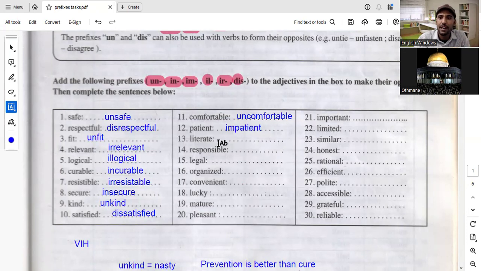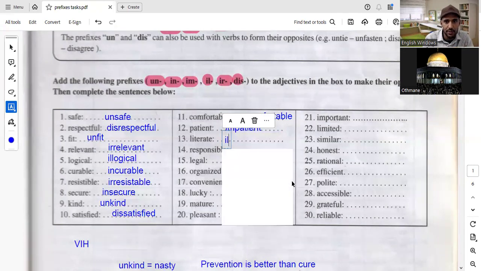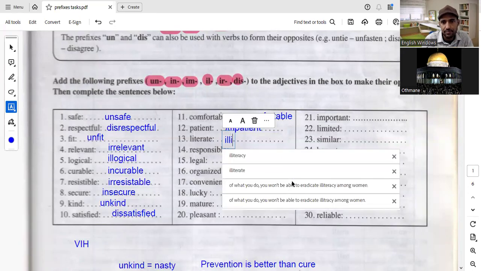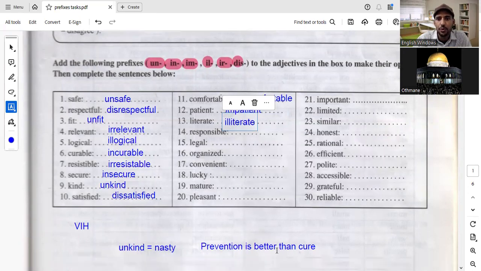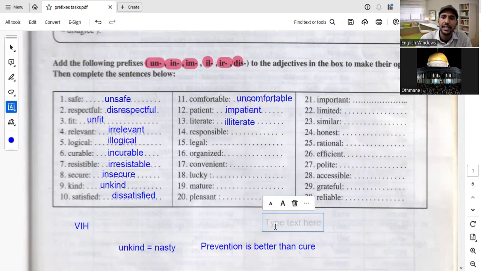Illiterate, someone who cannot read and write, great. Illiterate, so we have double L. Yeah, very good. And the noun, le nom, c'est illiteracy, great.